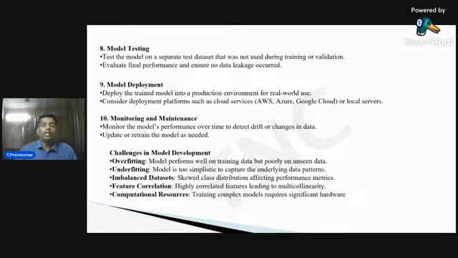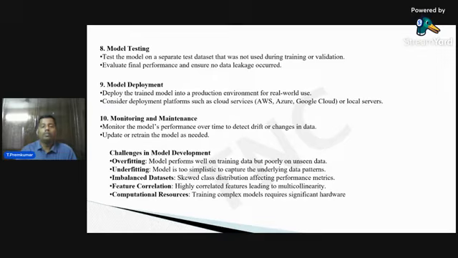We can take an example such as cloud services like AWS, Azure, and Google Cloud, or any local servers. Monitoring and maintenance here means monitoring the model performance over time to detect drift or changes in the data. And the next point is that we are able to update or retrain the models as needed.